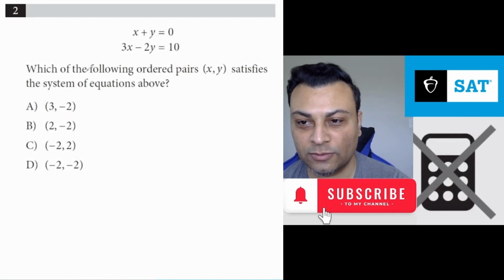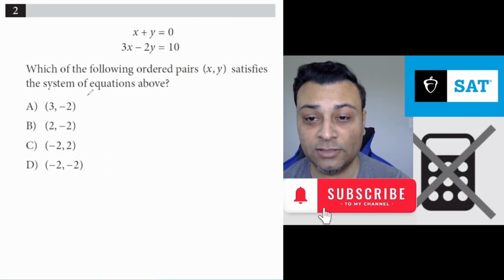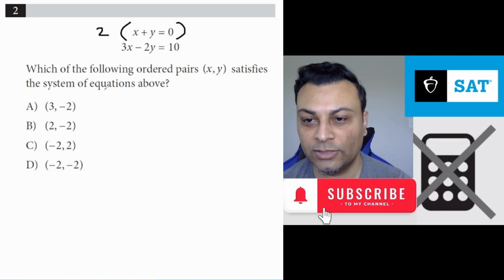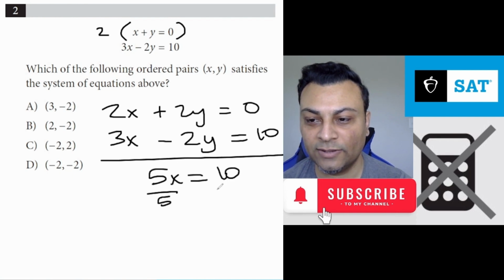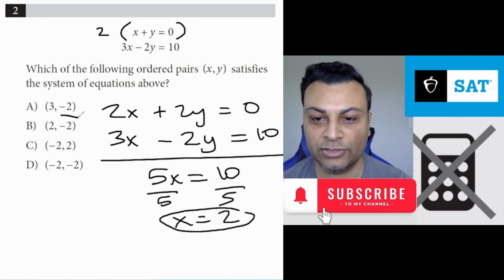Okay, question 2 says which of the following ordered pairs x, y satisfies the system of equations above. Instead of trying them all out, I'm just going to solve the system. You see the y's can line up very nicely. So let's just double this equation. So you would get 2x plus 2y equals 0. And you write the other one down, 3x minus 2y equals 10. And then we add up these equations. You get 5x equals 10. You divide by 5. X equals 2, so we have an answer which is B, because that's the only one where x is 2.